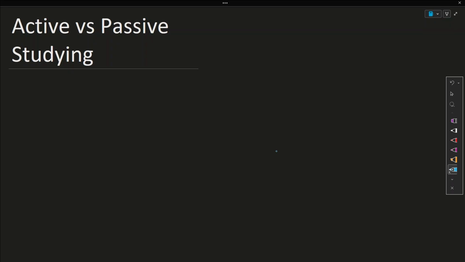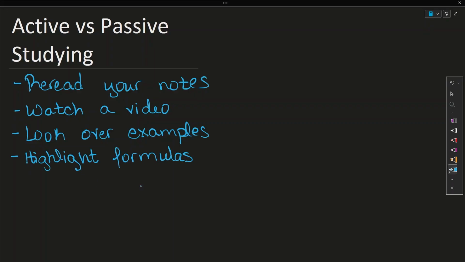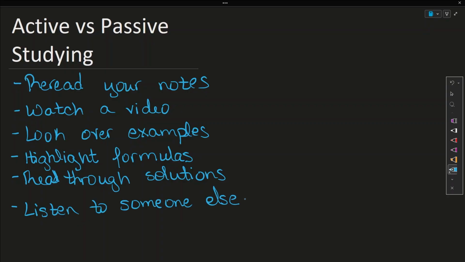Let's start with passive studying. Passive studying is when you are mostly taking information in. For example, you reread your notes. You watch a video. You look over examples. You highlight formulas. You read through solutions. You listen to someone else explain a problem.